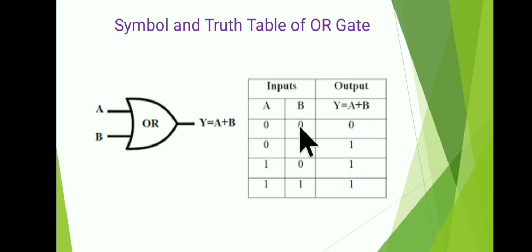If both inputs are low, output is low. If one of the inputs is high, see here, low, high means 0 and 1, output is 1. If all inputs are high, then also output is 1. Only for all low inputs, output is low. This is the function and working of OR gate.